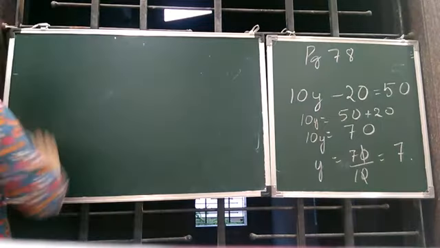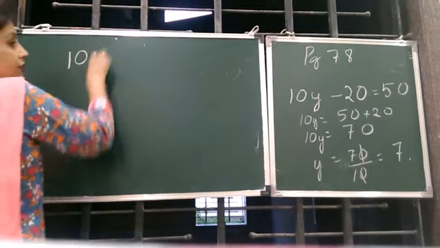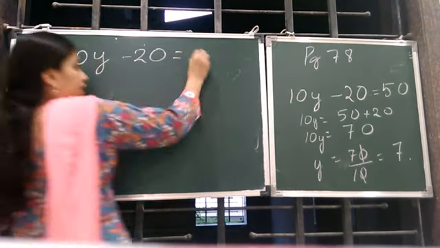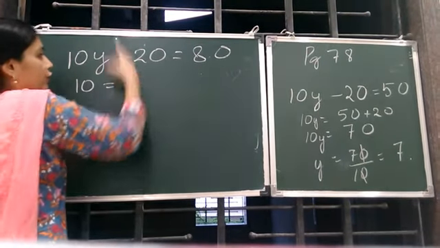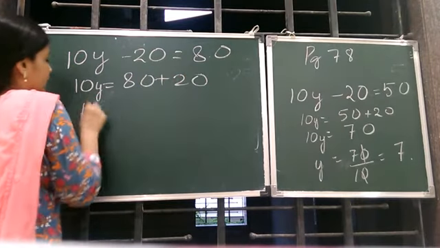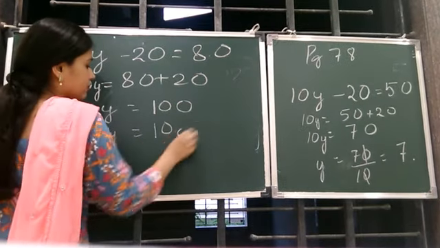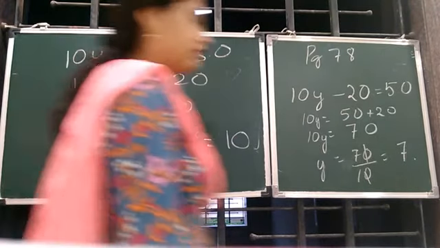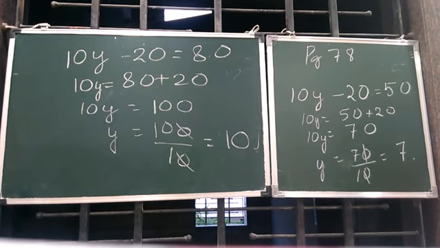What do we do now? 10y minus 20. Let's take 80 now. Any number you can take. So 10y is equal to 80 plus 20, since 20 goes that side. 10y becomes 100. y becomes 10. Okay, so this is one condition. Going ahead, one more try these is there.